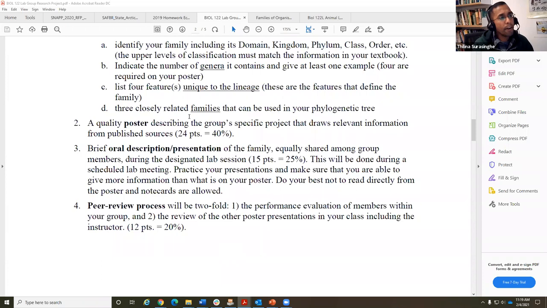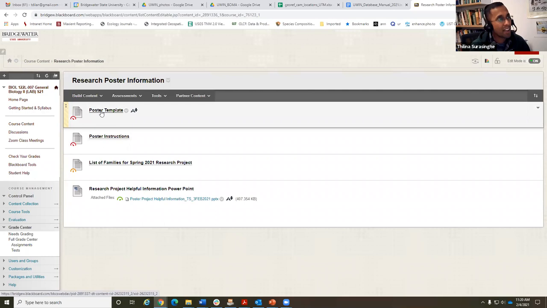Finally, ultimately what you will do is produce the actual poster. And now you may wonder, wait, am I supposed to come up with my own poster layout, my own poster design? No, we have already designed the template for you, right? If you go back to my Blackboard, the first link, poster template, is the template for the poster that you are supposed to work on. It looks like this.